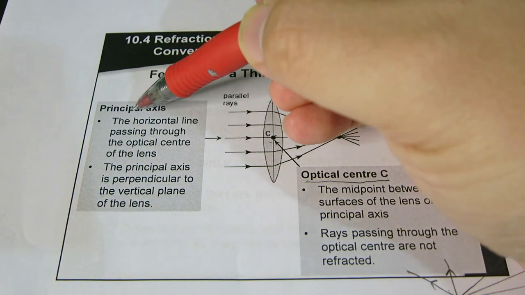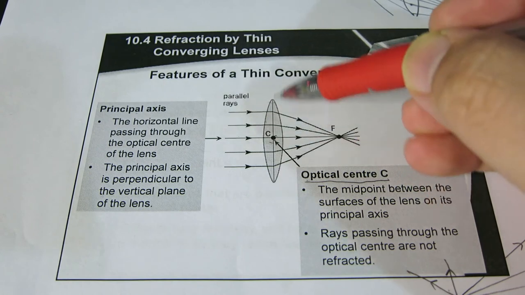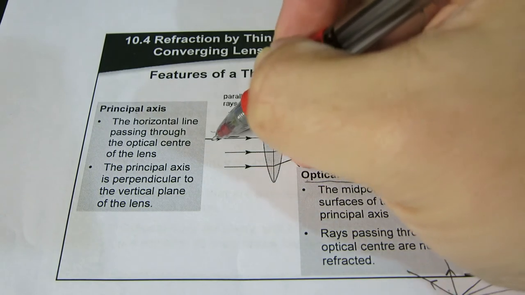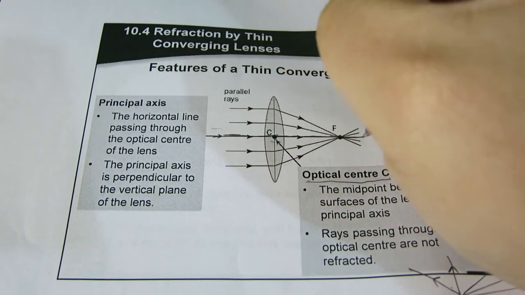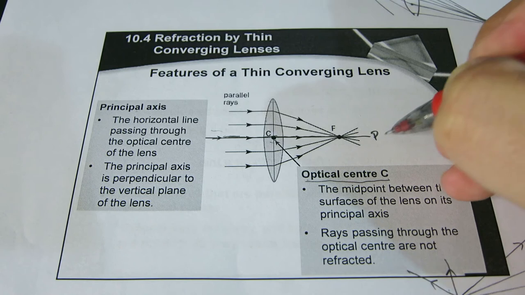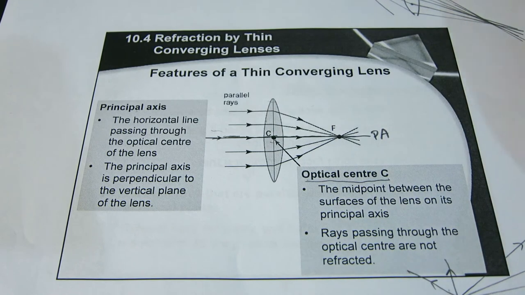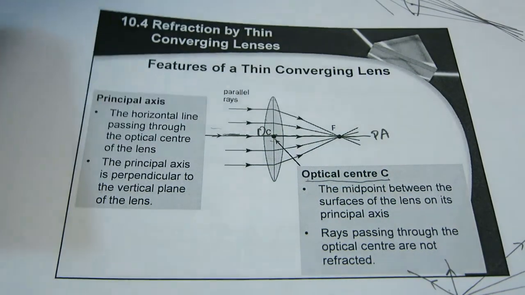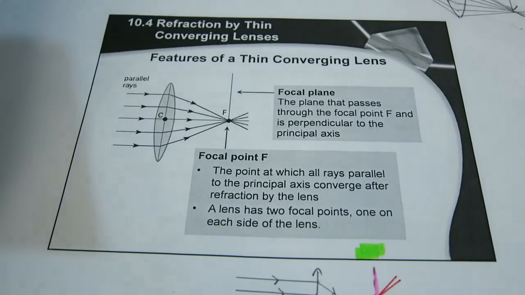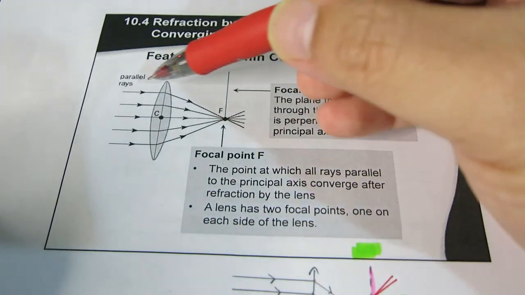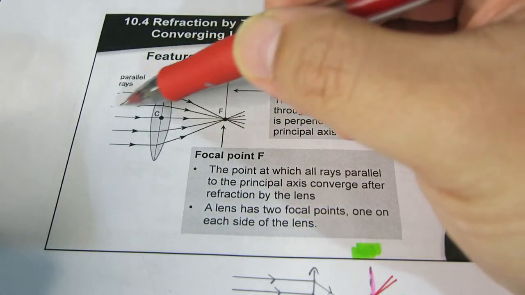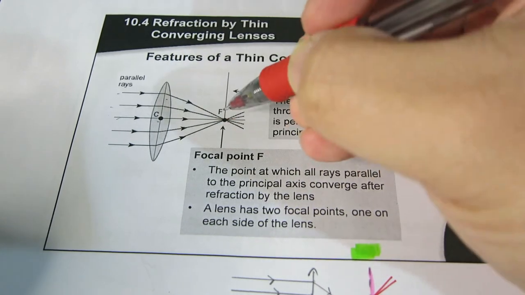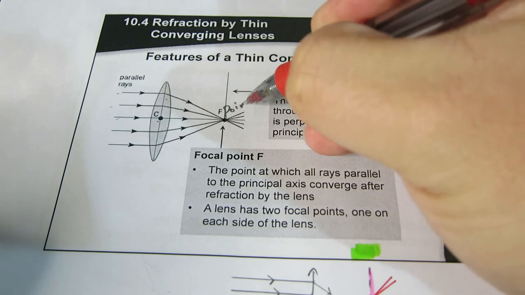Now, the line that runs perpendicular to the lens, but also cuts through the optical center, which means this line here, we give it a special name called the principal axis. Over here is the optical center. Now, any light ray that comes parallel to the principal axis will all converge onto one point. That point is called the focal point over here.